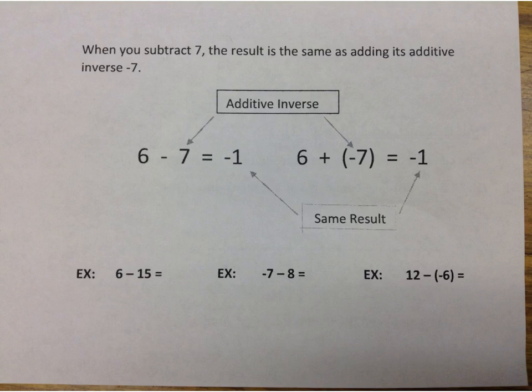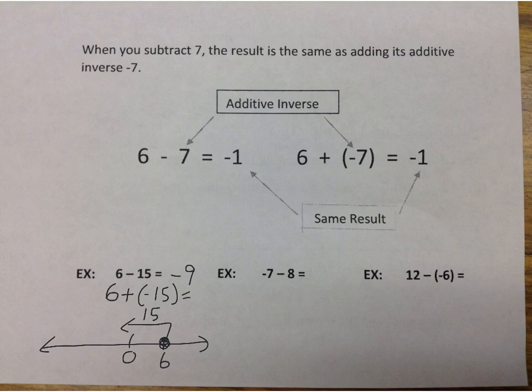6 minus 15. So if you want to imagine yourself on a number line, and you're at positive 6, this is your starting point. You want to go to the left 15 spots. Now if I go to the left, I'm going to end up with negative 9. If I change this to the additive inverse, 6 plus negative 15, I'm still starting at 6, and I'm still going to the left 15, and I'm still ending up with the same answer. So as you can see, 6 minus 15 and 6 plus negative 15 are the exact same thing.